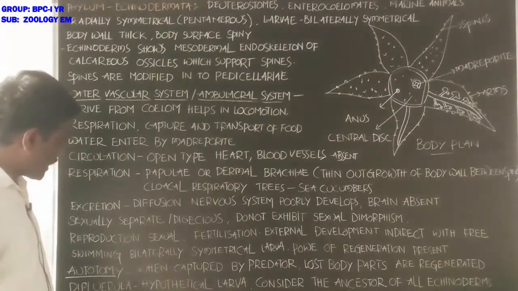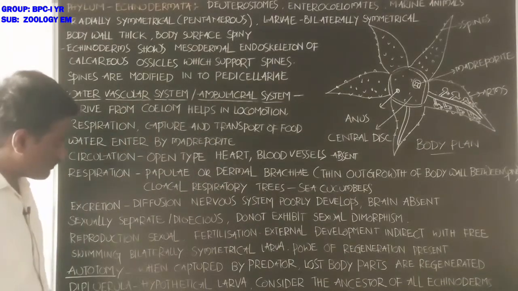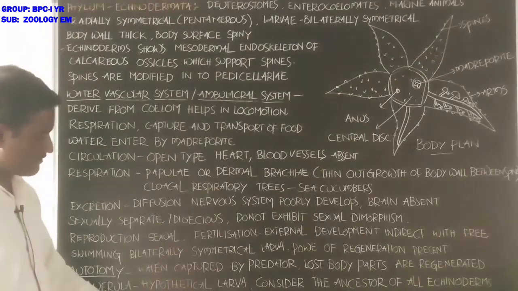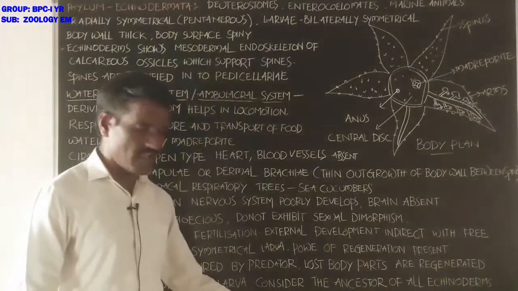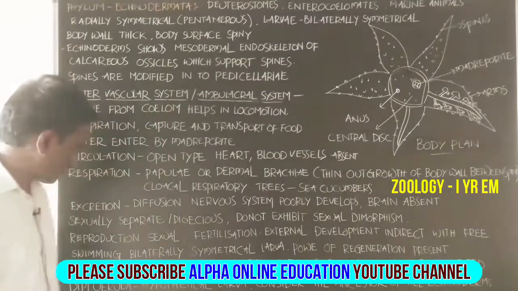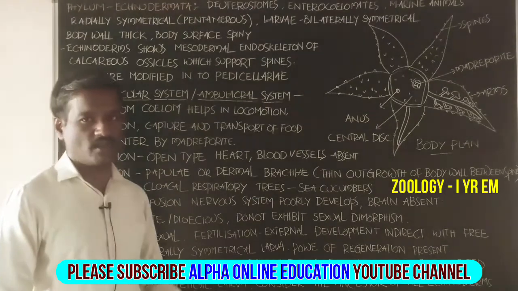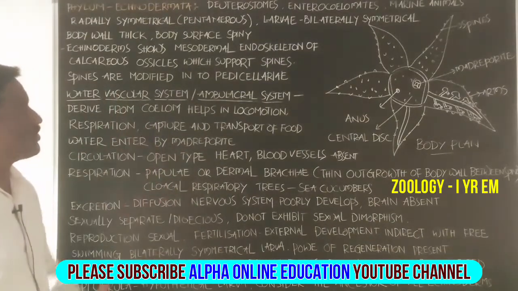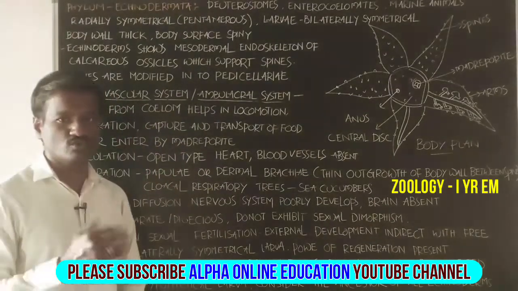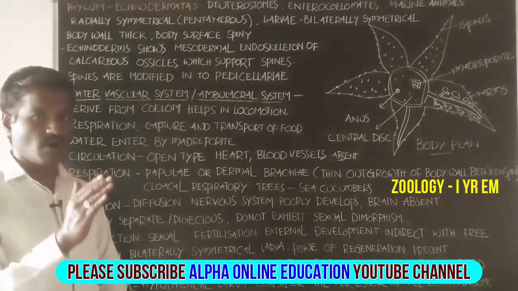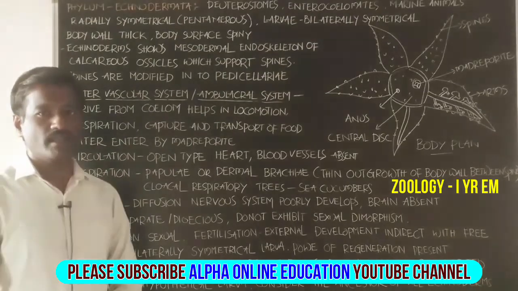Next, examples: Asterias, sea star, Echinus, Antedon, Cucumaria. These are the examples. That is about the characteristic features shown by animals belonging to the phylum Echinodermata.